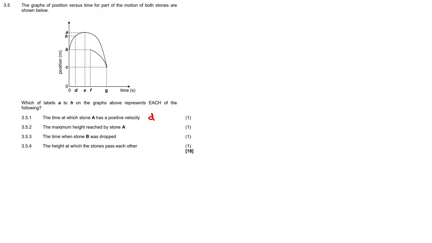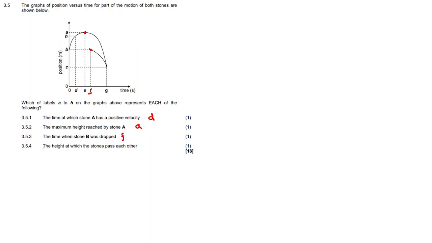Therefore, at D it has a positive velocity. Question 3.5.2. The maximum height reached by stone A. On the y-axis, we can see it is A, as this is the maximum height where the graph turns. Question 3.5.3. The time when stone B was dropped. Stone B was dropped over here, and that's the time F, corresponding to the x-axis.